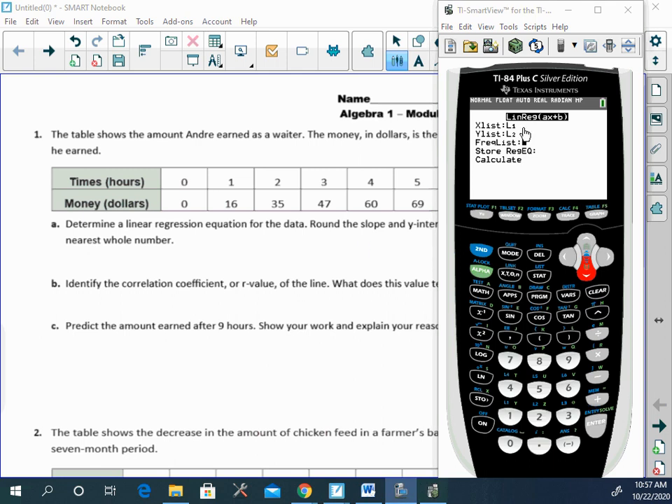Your calculator might look like mine, and yours might not show it like this. If yours doesn't show it like this, it should just say like lin reg at the top, and you hit enter and it'll give you the equation. If it looks like mine, you're just going to go down here till you get to calculate, and you go ahead and calculate it, and it gives us the equation here.